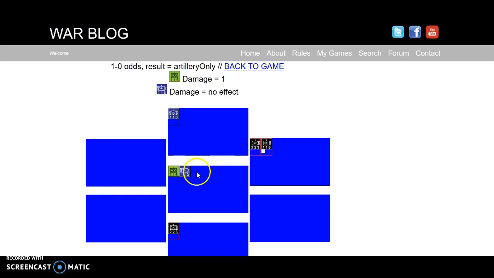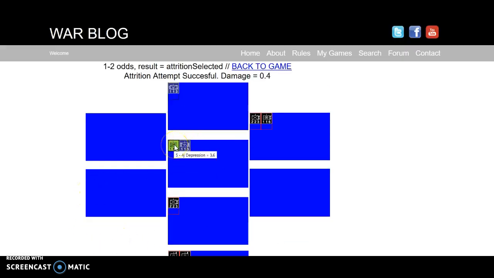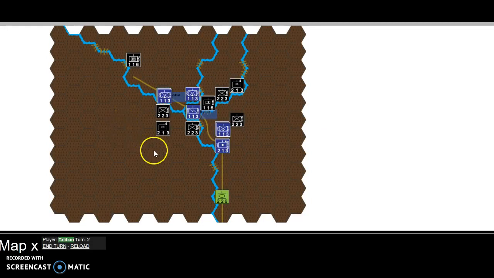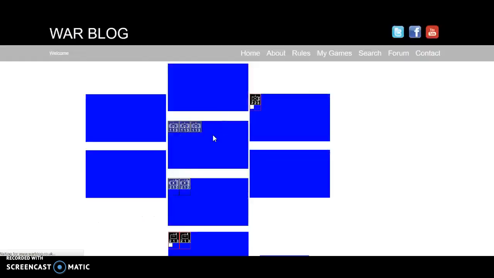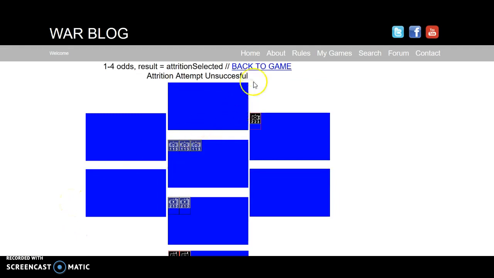Can I attack? It was worth 6 before. I can never remember how this works. Let's just try some attrition this turn. Oh, look at that. 0.4 on both of them. Now that was good. Okay, so we're saving him. Well, we might as well go for some attrition here. Nothing.